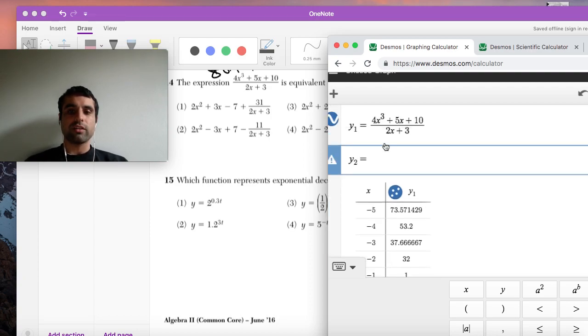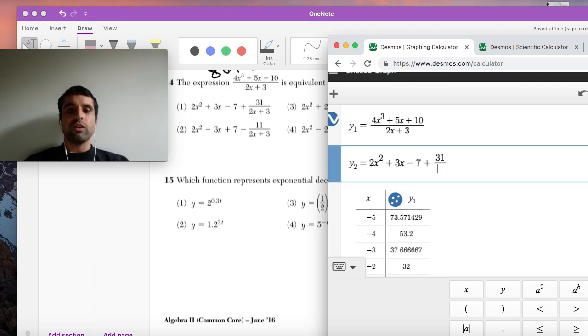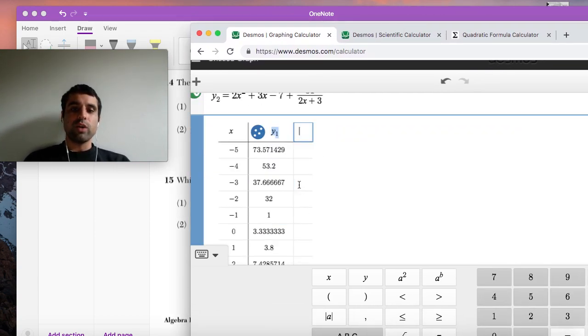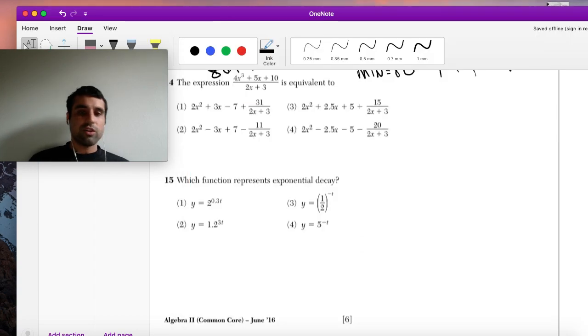So let's go ahead and enter the choices one by one. So choice 1, y2 equals 2x squared plus 3x minus 7 plus 31 over 2x plus 3. You see how when I didn't use the parentheses, it only put the last term over there. So I'm going to look at y2 for the same x values. You can see they're not equal when you input the same x value. So choice 1 is out. So I'm going to take that out of the table as well.